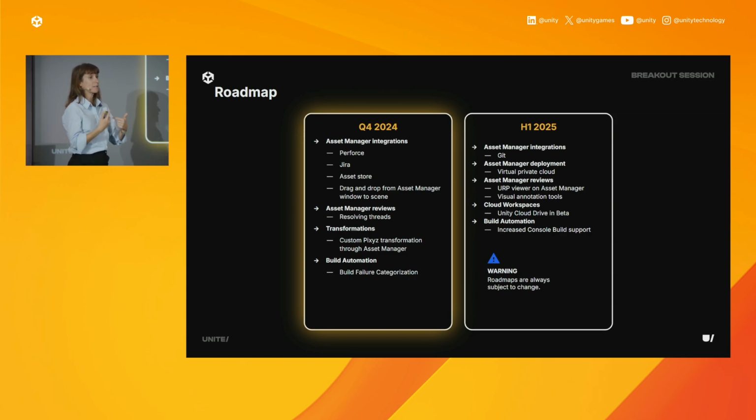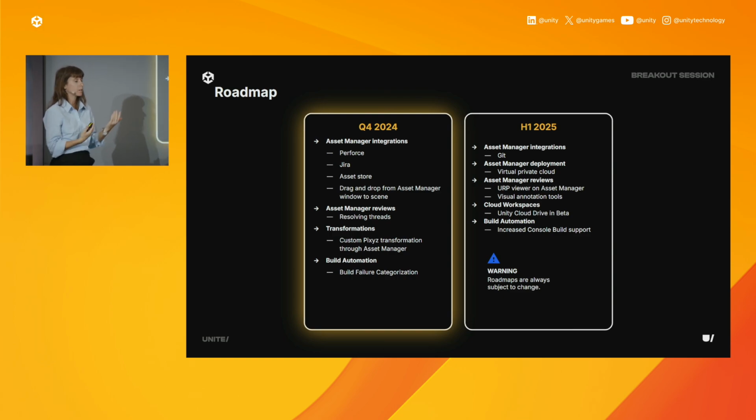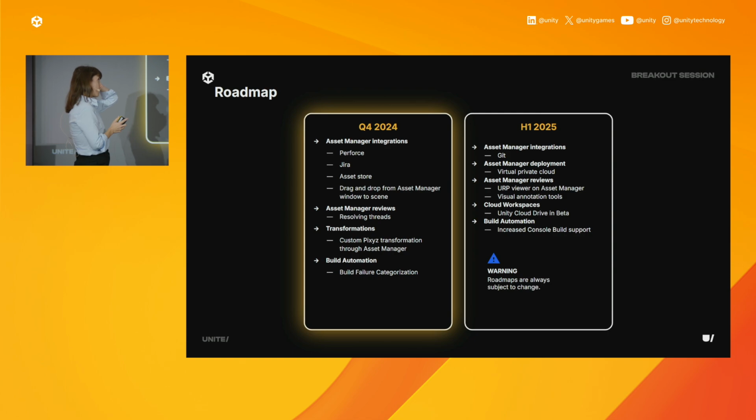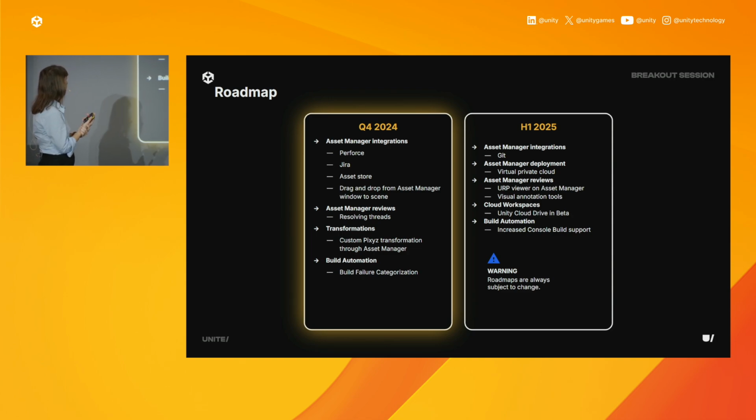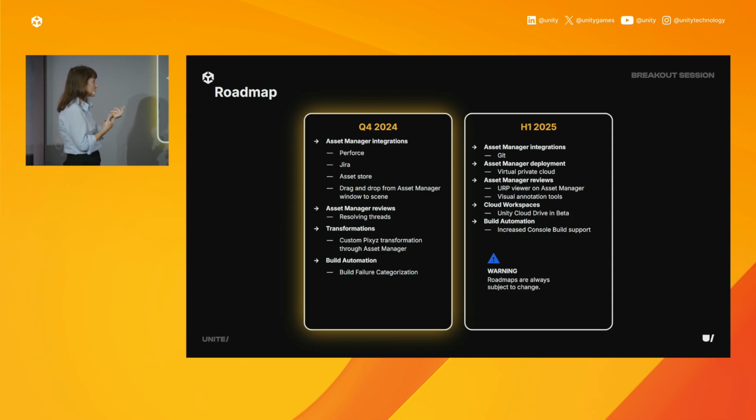You can look for more transformations. We are generating previews for the assets that you are uploading to Asset Manager, but we'll have more custom transformation through Asset Manager. You can look for virtual private cloud deployment in 2025. You can also look for the DevOps things that are coming, the Unity Cloud Drive in beta. We'll have a QR code if you want to sign up for that. It's a solution that will allow you to do cloud-based collaboration with storage as well. And for build automation, we're increasing the console build support, so you can look forward to that.